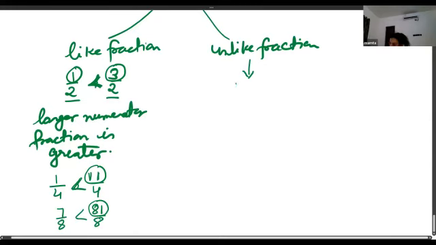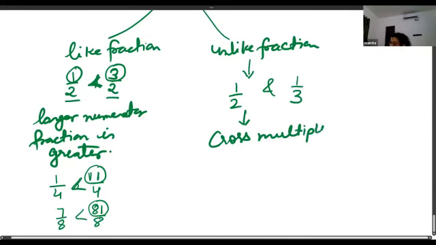Let us take an example like 1/2 and 1/3. Which number is larger? So children, there is a simple trick: cross multiply. Cross multiply the numbers. So for 1/2 and 1/3, we will cross multiply.